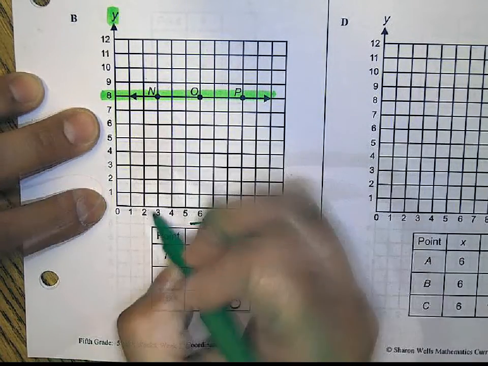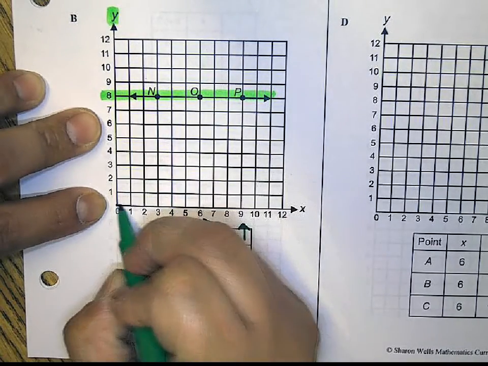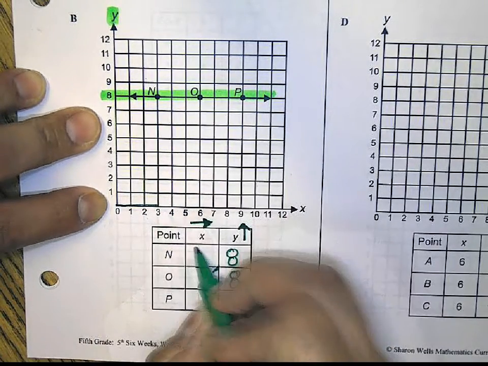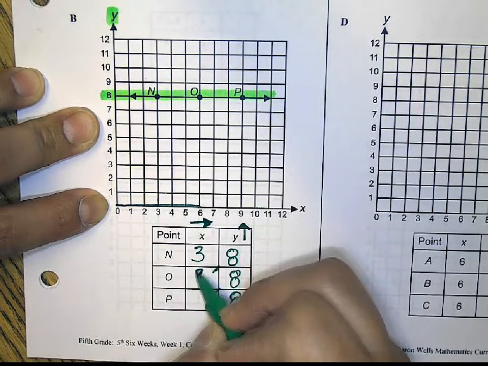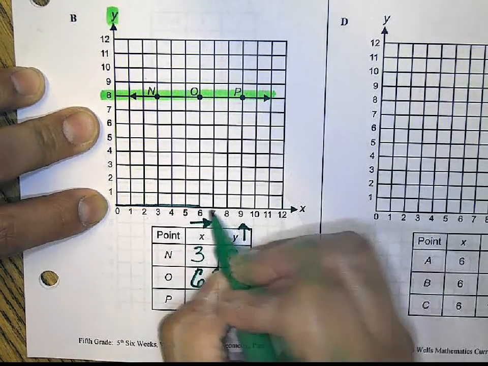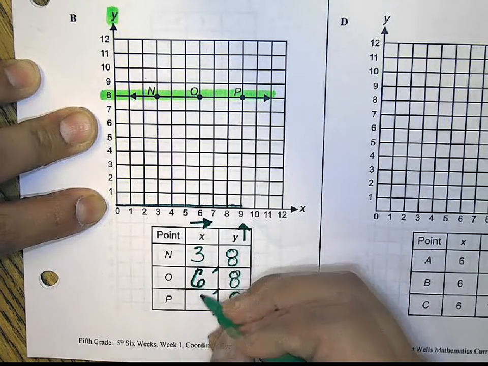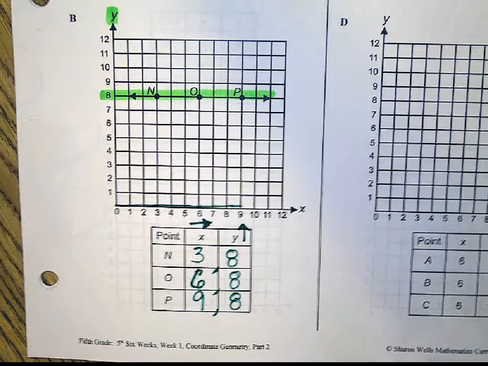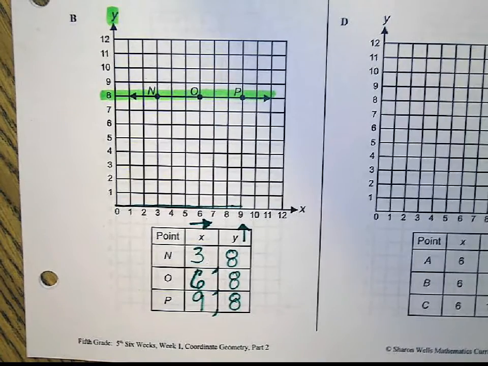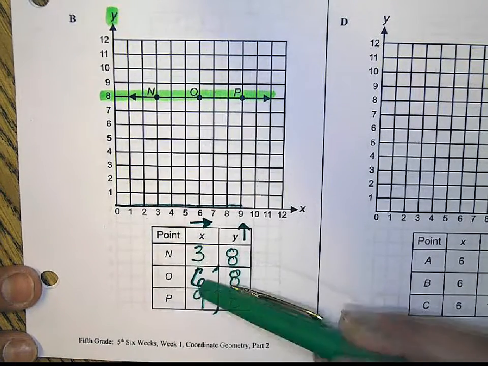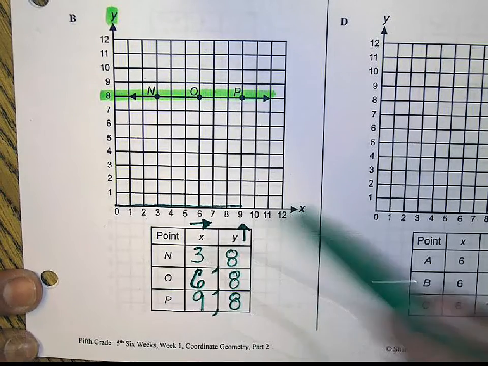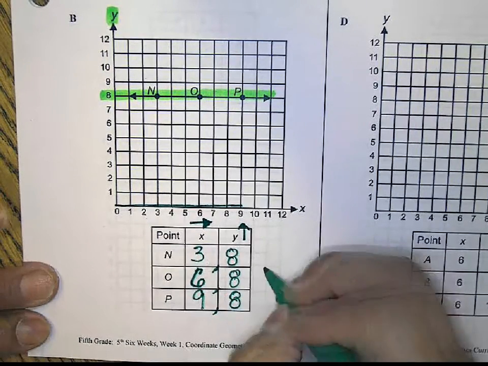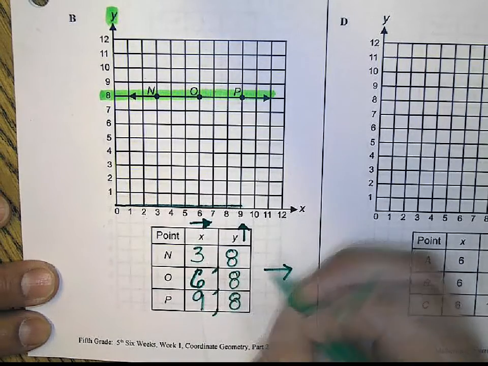Our N, what is my X? 3. It's from my point of origin to the 3. My O? 6. 9. And then the last one? 9. So does it have a pattern? 3, 8, 6, 8, 9, 8. We're moving over to the right how many? 3.